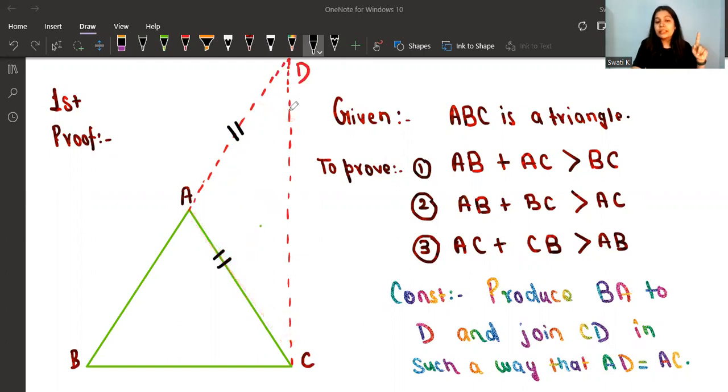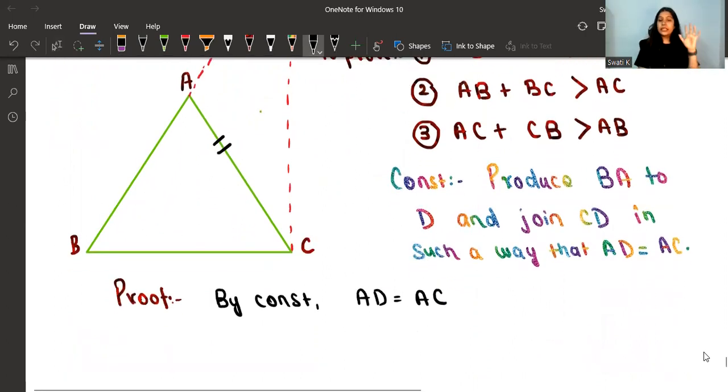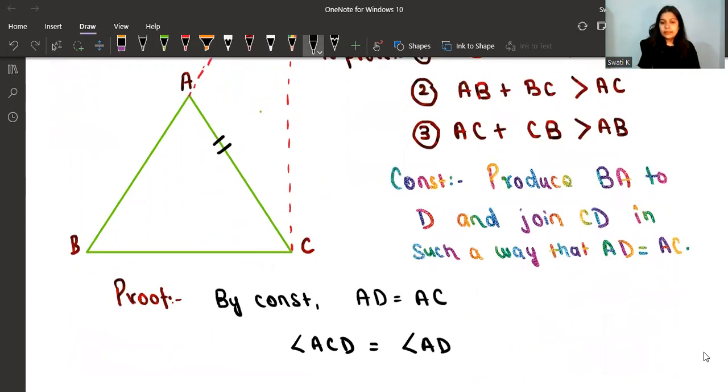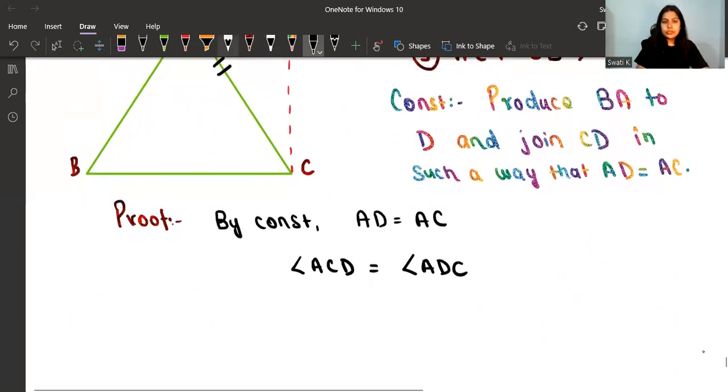That's why, using this property, that whenever we have two sides equal, then the angles opposite to the two sides which are equal are also equal. That's the property we are going to use here. So we can write down now directly here, because we got by construction AD equals AC, therefore the angle opposite to AD is angle ACD, and the angle opposite to AC is angle ADC. These two are going to be equal. I can write down this as equation 1.